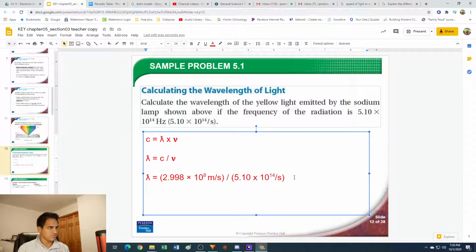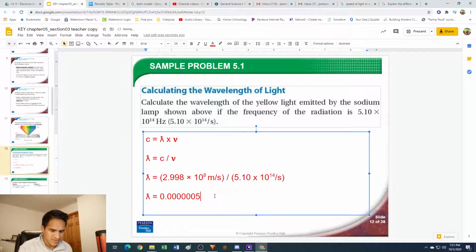It's just a basic algebra problem. So I'm just going to do this on my cell phone. So 2.998 times 10 to the 8th, and divide this by 5.10 times 10 to the 14th equals, and we're going to get a really tiny number, because light waves are not very big. So we'll get lambda equal to 0.000000, and let's go to 3 significant figures, since our frequency has 3 significant figures. The speed of light constant doesn't have significant figures because it's a constant. Constant numbers don't have sig figs.